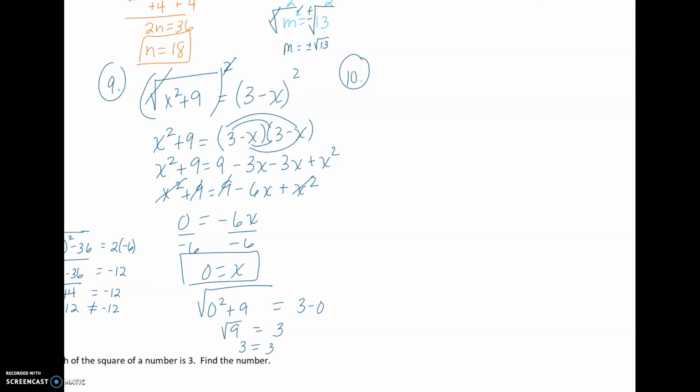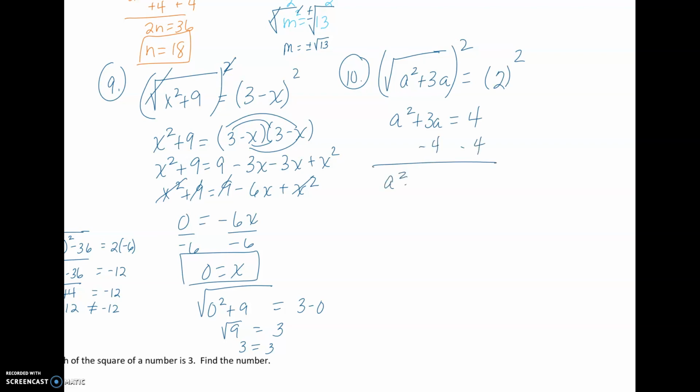Okay, let's go to number 10. The square root of a squared plus 3a equals 2. To undo the square root, I'm going to square both sides, and I get a squared plus 3a equals 4. This looks like it's going to create a trinomial, so I'm going to move my 4 to the other side and set it equal to 0. So I'm looking for factors that multiply to negative 4 and add to 3.